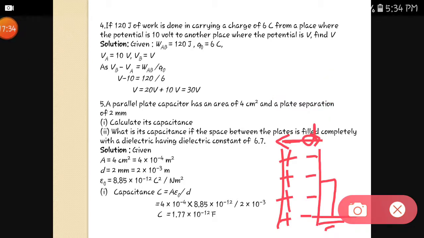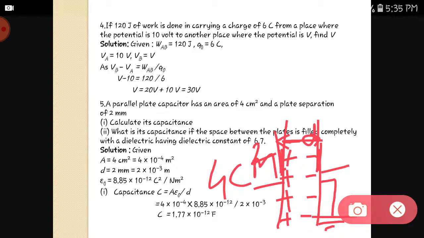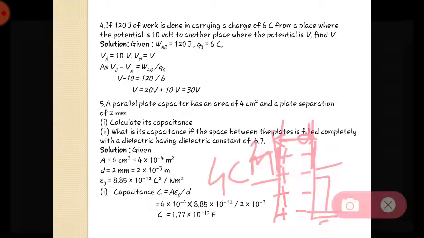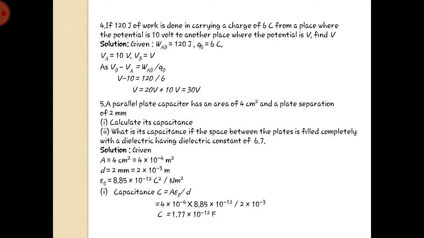So the parallel plate capacitor is in front of you. A plate is having area 4 centimeters square. So this plate and this plate are having area 4 centimeters square. The distance between both of them is 2 millimeter, that is given. Now we are going to find out its capacitance.